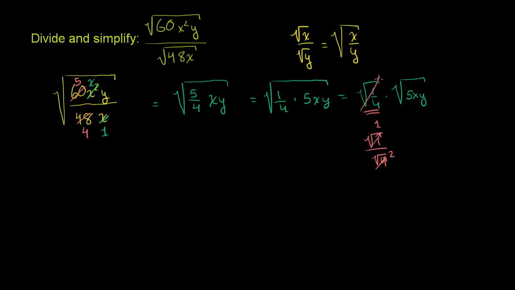And so if you simplify this right here to 1/2, then the whole thing can simplify to 1/2 times the principal root of 5xy. And there's nothing else that you can really take out of the radical sign here. Nothing else here is a perfect square.